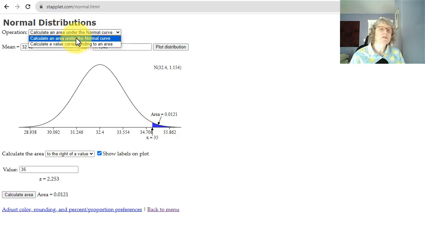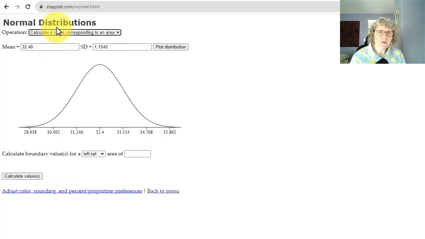So I'm going to go back up to the very top and change the operation on Statlet. So calculate a value corresponding to an area. I'm really happy it remembered the mean and the standard deviation. So that's really nice. It's always good to double check that. And then you can hit plot distribution if you need to. And then remember, for this one, our options are left tail, right tail, or central. So middle 50% is central. And we put in our area of 0.50.